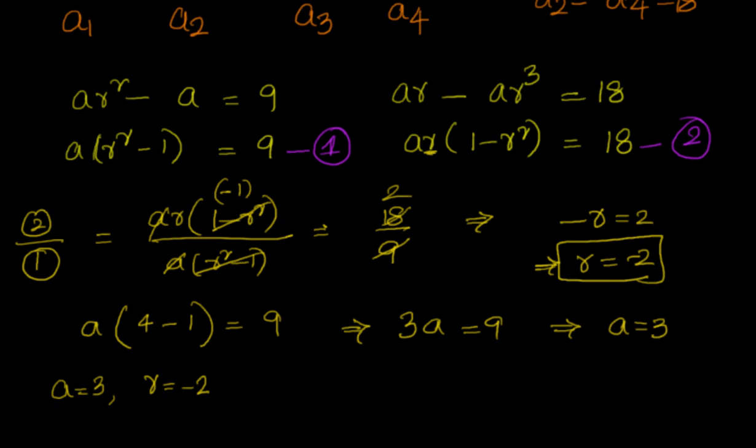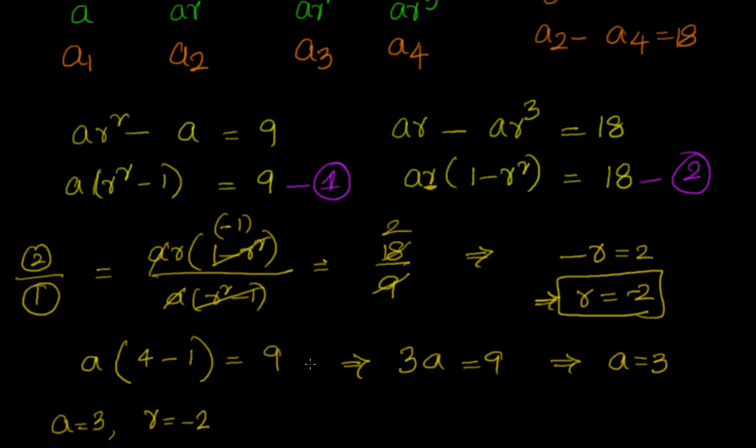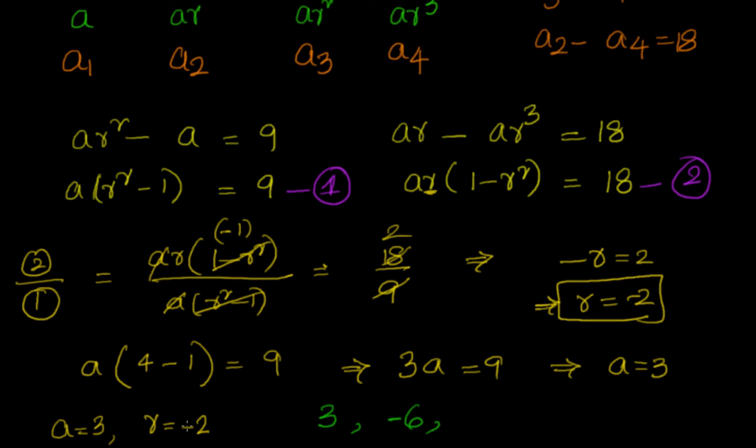So it's very easy to now write those numbers. The first number will be A, which is equal to 3. AR, 3 into minus 2, is minus 6. AR square, 3 into minus 2 whole square, is 12. And the next number is AR cube, 3 into minus 8, which is equal to minus 24. These are the four numbers.